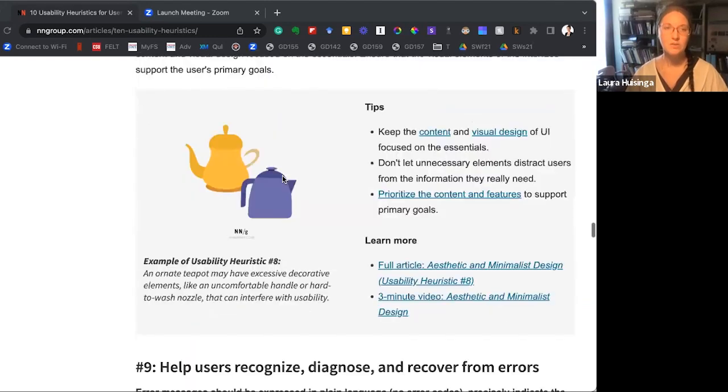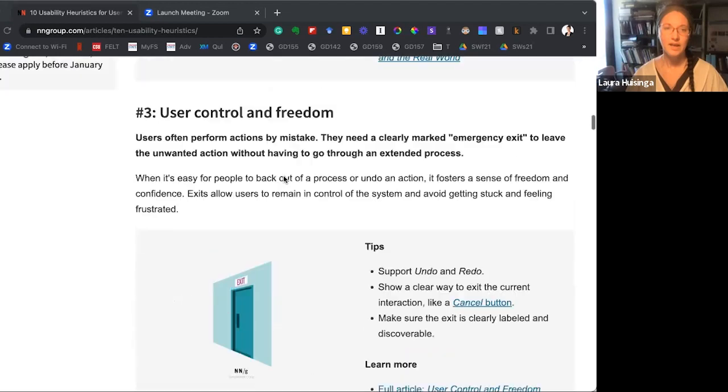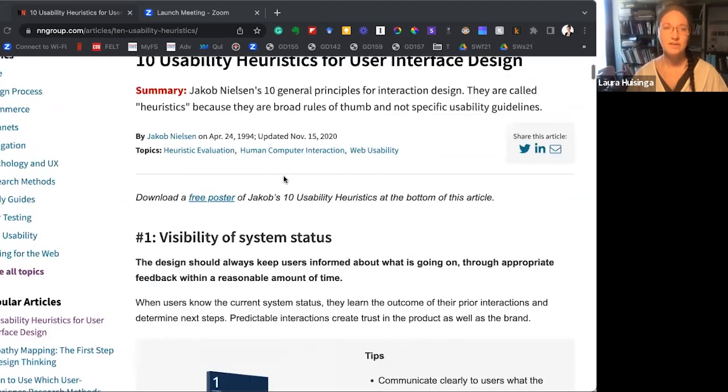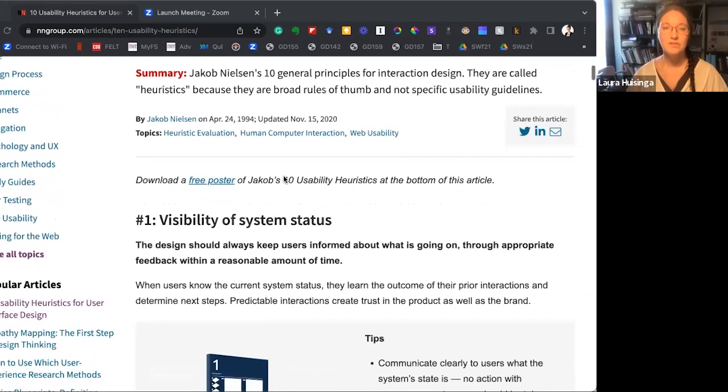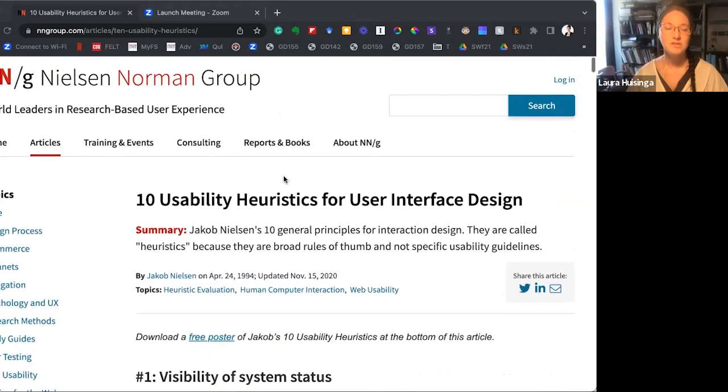Okay, so these are the 10 heuristics. And I would highly encourage you to check out this link that's provided in the description. There's a lot of great information listed here and linked out from this article. So spend a little time going through it and learning about the 10 usability heuristics for user interface design from the Nielsen Norman Group. Thank you very much for listening.